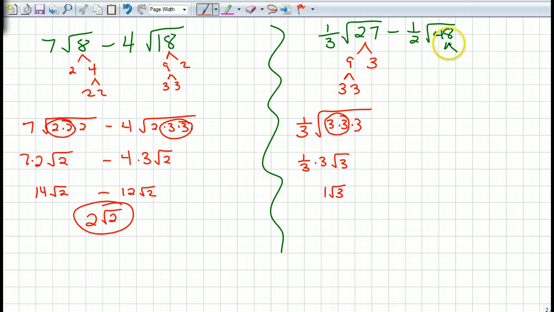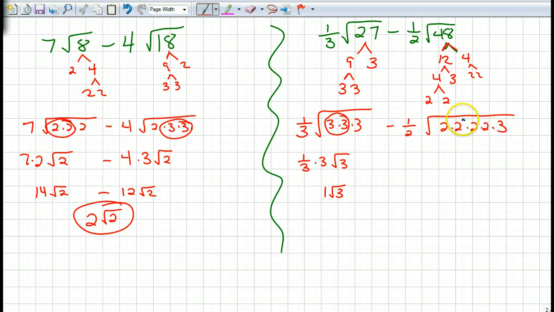So let's do the same thing for 48. We have 12 and 4. 4 and 3. 2 and 2, and then I can break this into 2 and 2. So if I write this, it'll be 1/2 square root of 2 times 2 times 2 times 2 times 3. On this one, I have 2 pairs of 2. Because I have 2 of them, I'm going to take out one of each. And then leave that 3 on the inside.